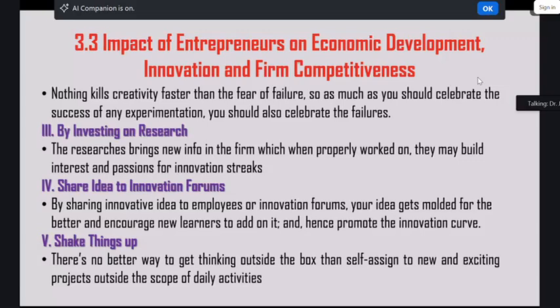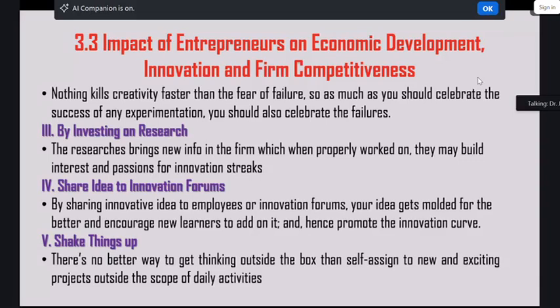So the fourth one, they need also to share ideas at innovation forums. So by sharing innovative ideas with employees or at innovation forums, your idea gets molded for the better and encourages new learners to add on it and hence promotes innovation. So we need to have that culture of speaking out. You have some things, kuna some forums, kuna some conferences, kuna some gatherings, whichever the case, you need to attend and try to share your ideas. Whenever you're sharing your ideas, you get some recommendations. Kuna recommendations unazozipata, kuna nyingine ambazo ni constructive recommendations.